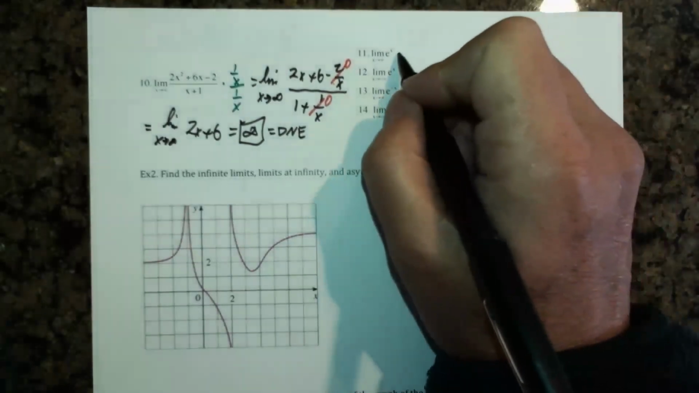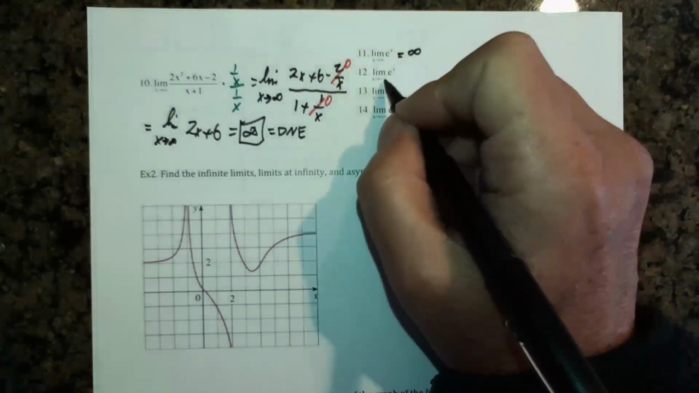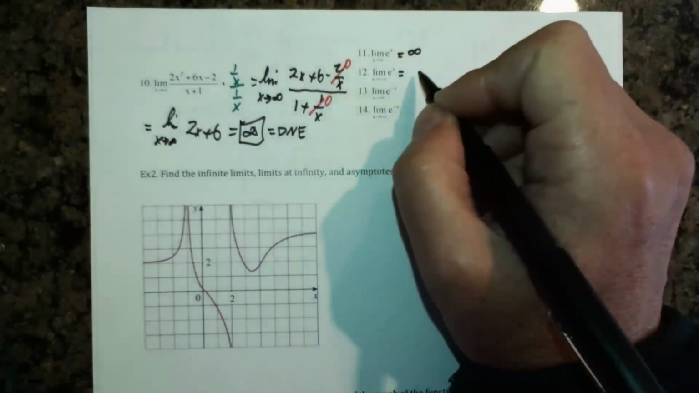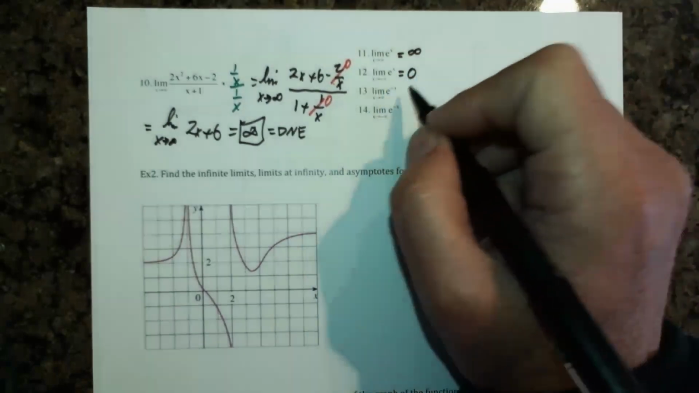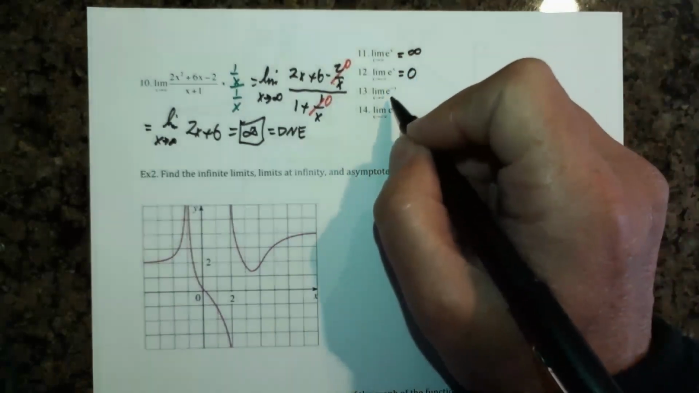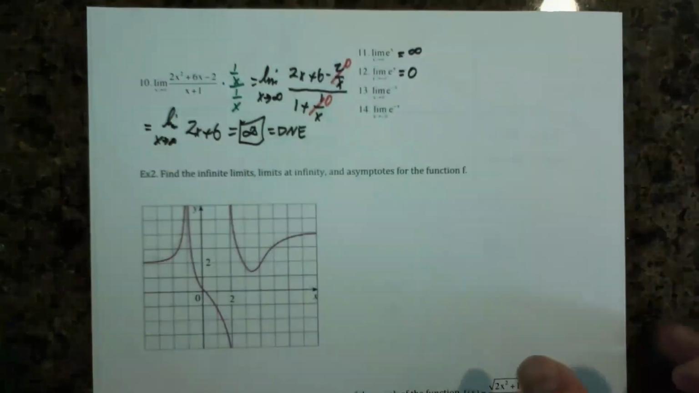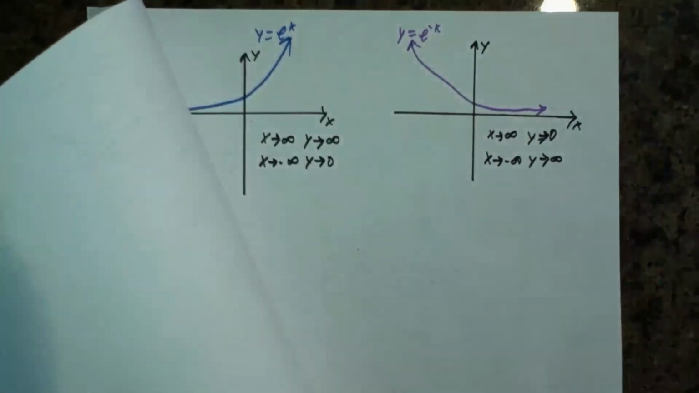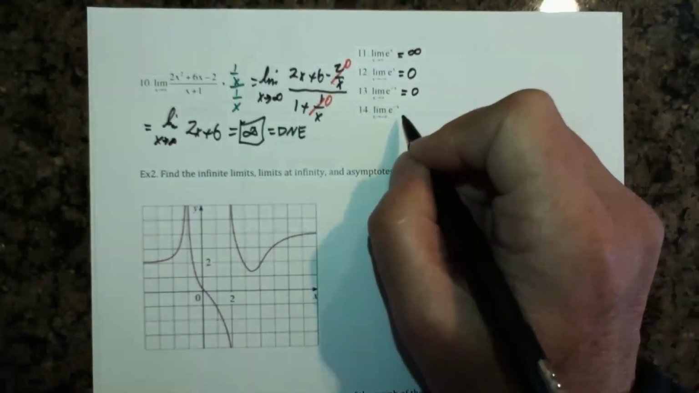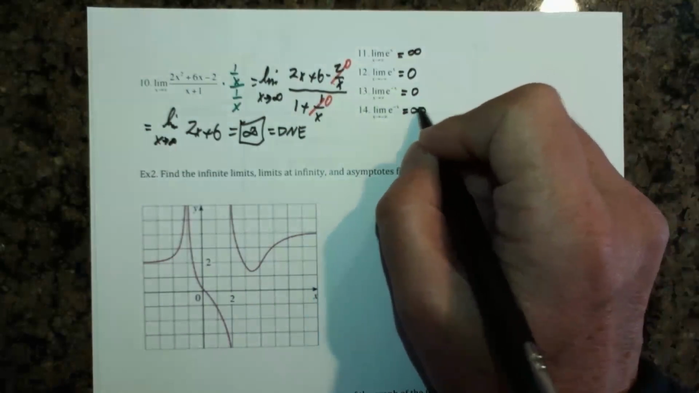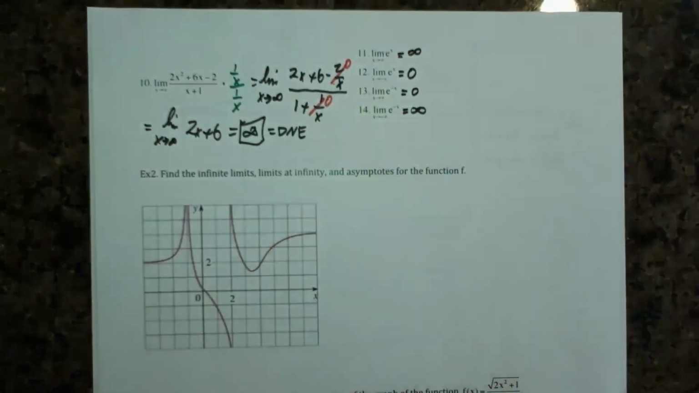So for number 11, 12, and 13, we have the limit as x goes to infinity of e to the x. We already saw that that goes to infinity. And as x goes to negative infinity, this approaches 0. Now, as x goes to infinity of e to the negative x, again, that's this one here, we are approaching 0. And as we go to negative infinity, we're approaching, once again, infinity. All right.